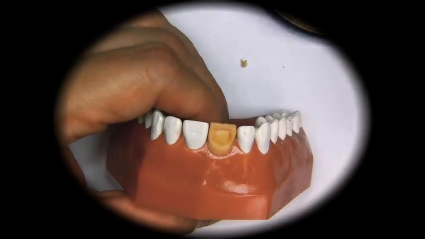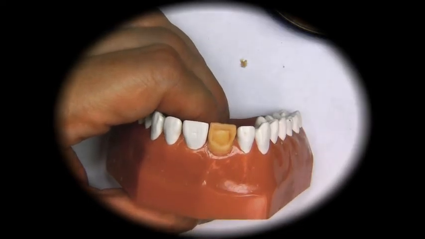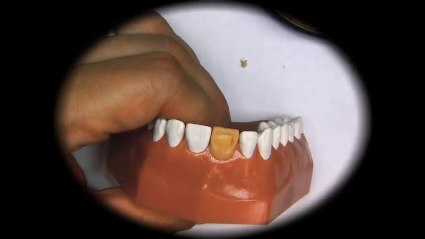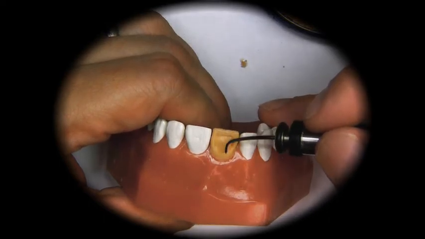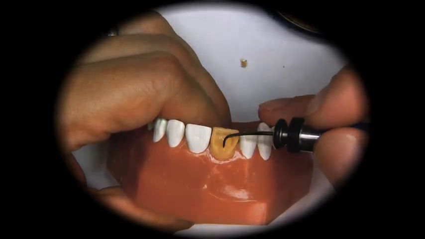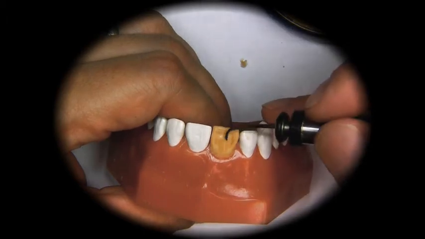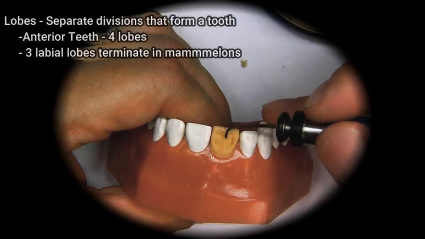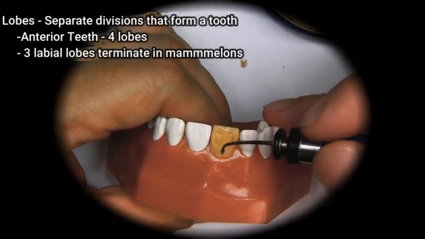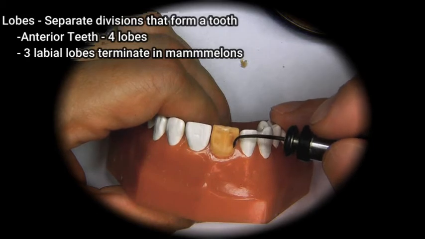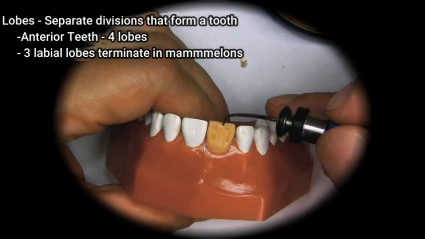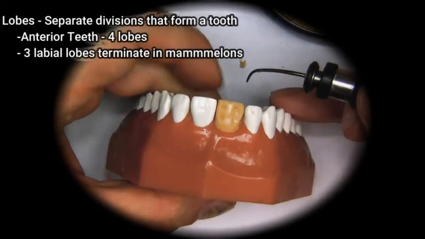And now it's time to fill in the labial aspect. Now, the tooth is made up of parts called lobes. So when our teeth are developing, before even we're born, they are formed from lobes, which are distinct separate aspects of the tooth.